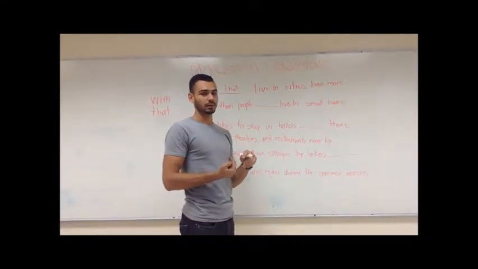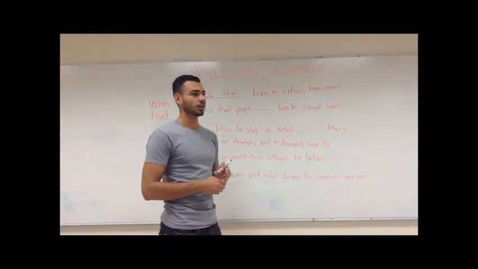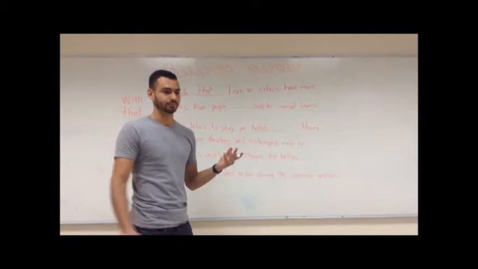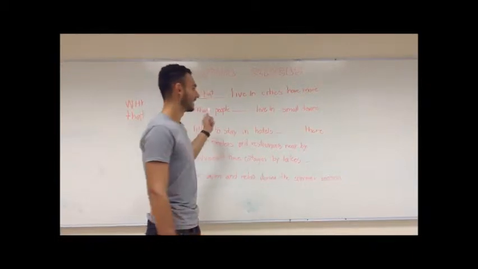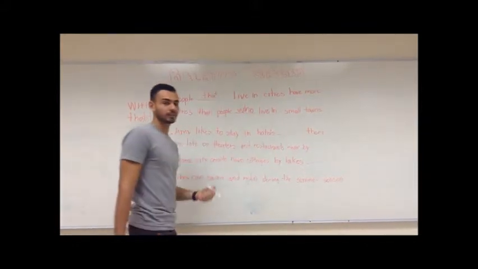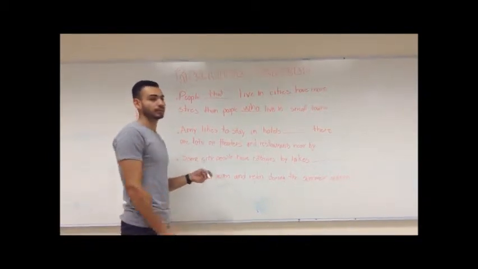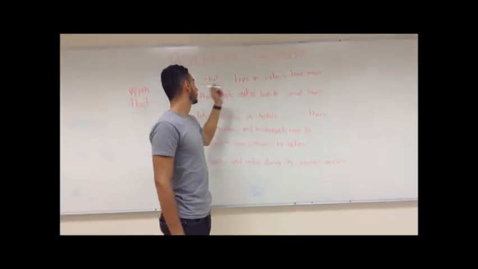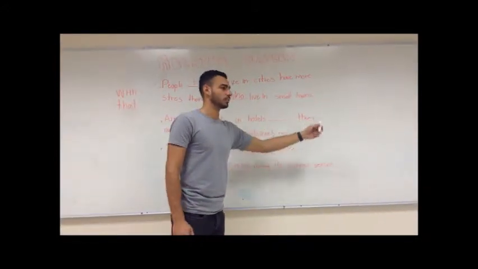Using a noun clause, you have to use that for cities or places, and you have to use who for people. For example here, people in cities have more stress than people who. Because it is not defined the person that we're talking about, so it's more general. So people that live in cities have more stress than people who live in small towns.